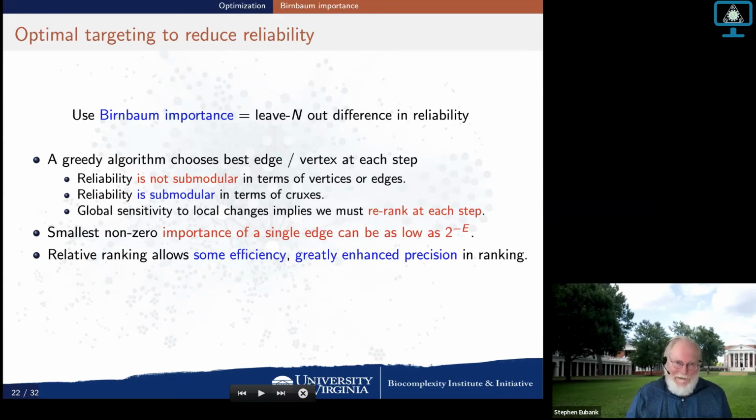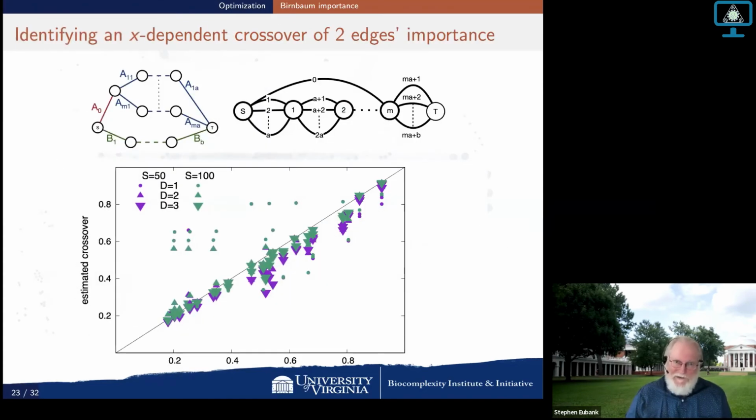So here's an example. These differences aren't extremely small, but they can be small. I'm going to take a generalization of that network that I had before, which looks like this. There's an arbitrary number of these parallel paths. They can be arbitrarily long, and this shortcut can be arbitrarily long. The family of duals look like this. And I'm going to compute which of these two edges has the higher Birnbaum importance.